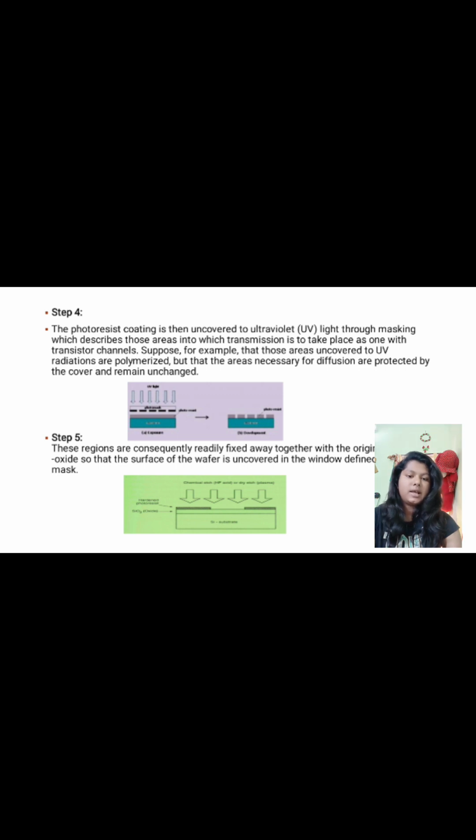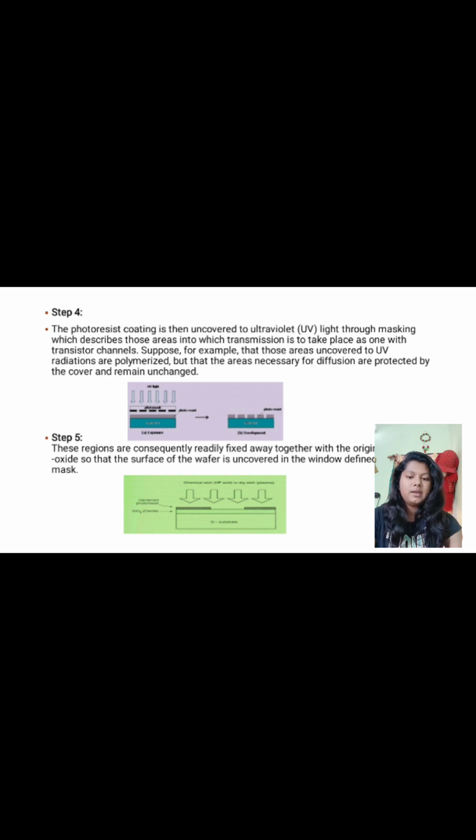In step 4, the photoresist coat is then exposed to ultraviolet UV light through a mask, which defines those areas into which diffusion is to take place, on which transistor channels form. When the photoresist surface is exposed to UV rays, it makes an N mask. For example, those areas exposed to UV radiation are polymerized, but the areas necessary for diffusion are protected by the cover and remain unchanged. In the diagram of step 4, we can see the UV rays and the separation of the N mask.